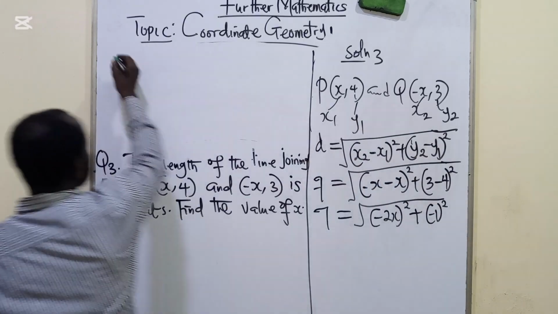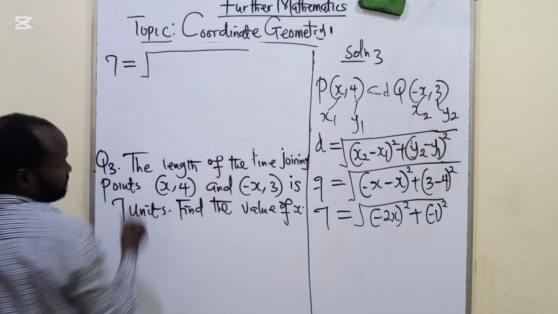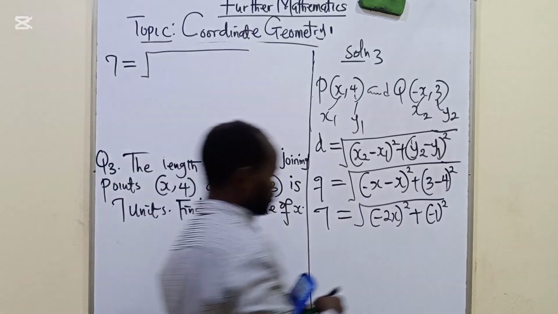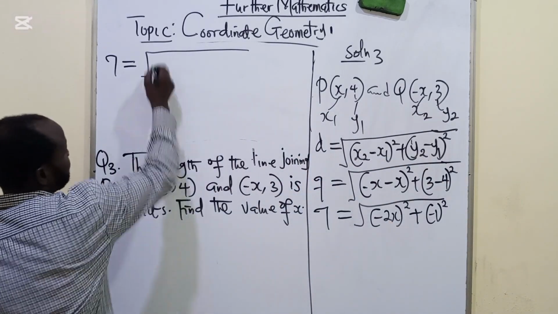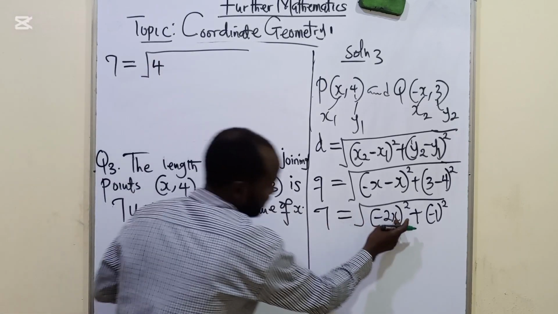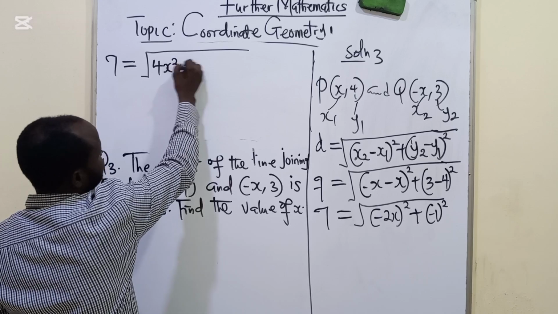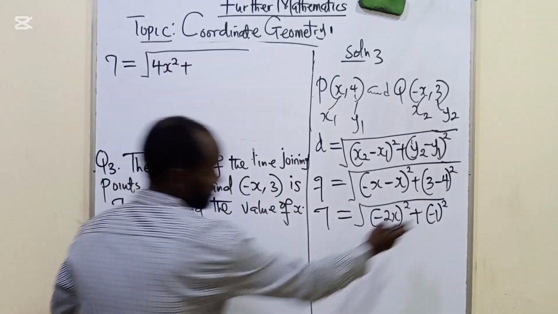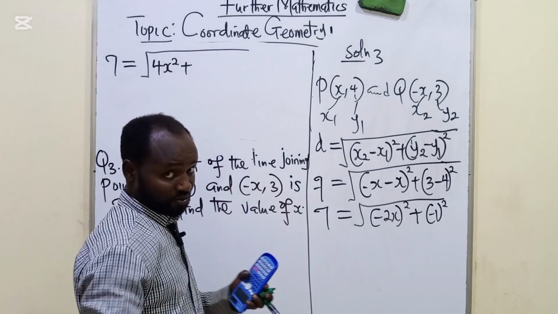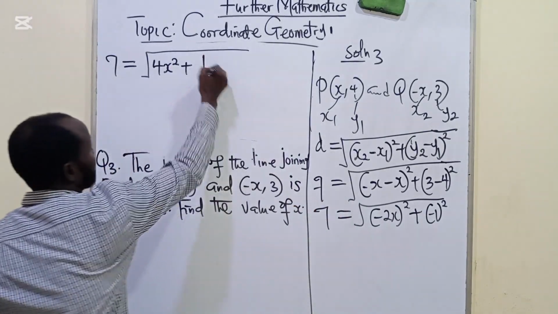Let's move here. We'll have 7 equals the square root of minus 2x all squared. First, minus 2 squared is 4. We have 4, then x squared, of course, will be x squared. Then plus minus 1 squared. Minus 1 squared means minus 1 times minus 1, and minus times minus is positive, 1 times 1 is 1.